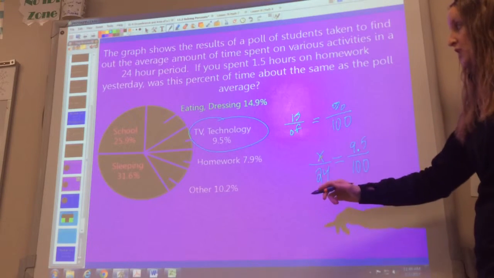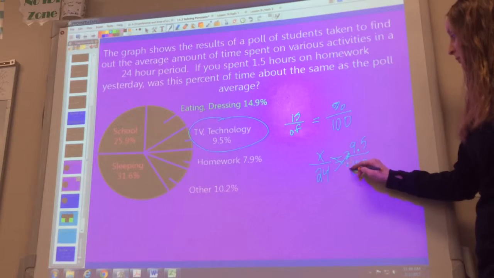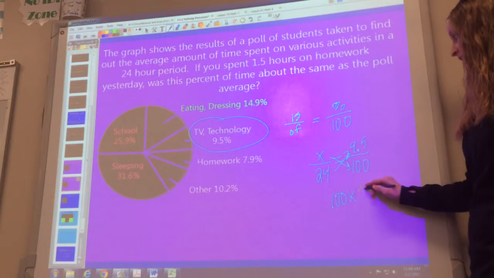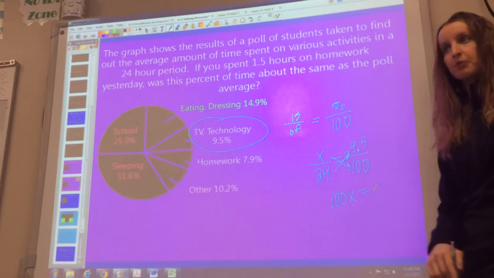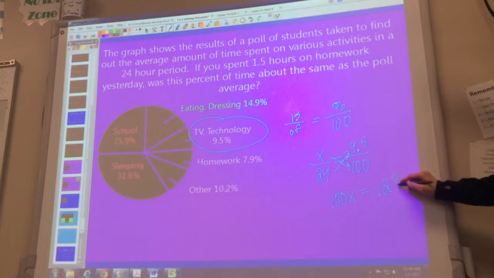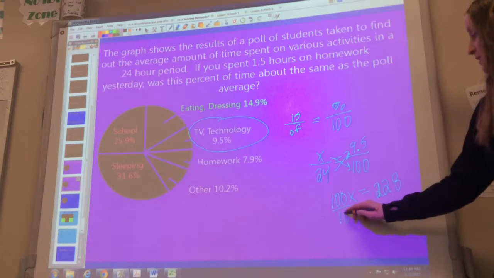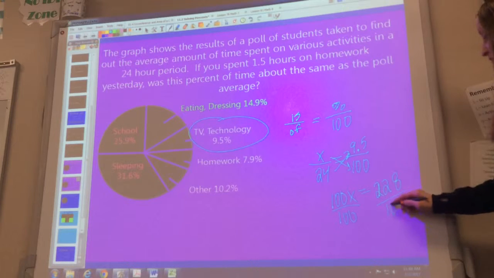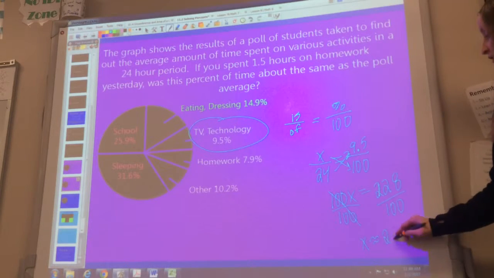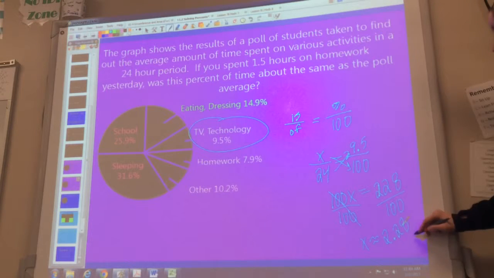Now, so if we do TV and technology, we could cross multiply. 100 times x is 100x. I need some help on this one. 9.5 times 24, 228. 228, thank you. When we divide both sides by 100, don't use your calculator. Because it's 2.28. So you'd say 2.28, what's that representing?